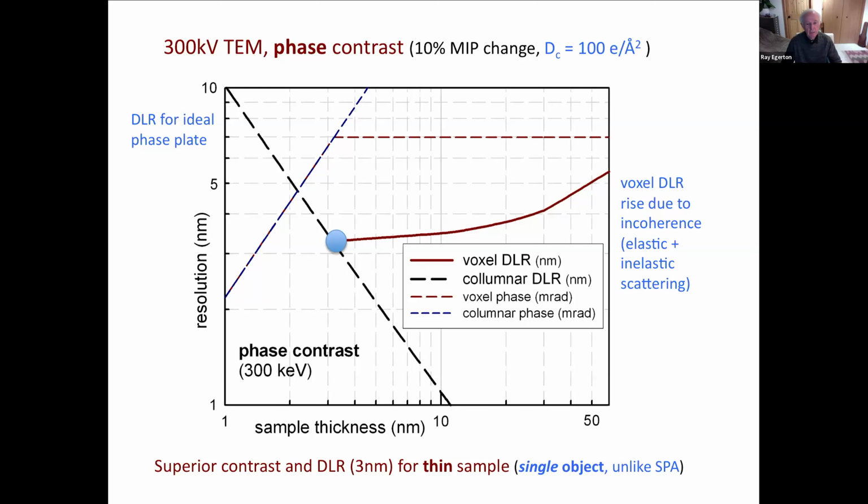The reason is that here we're assuming that the particle that we're detecting is unique and maybe different from all its companions. And so we don't have the luxury of averaging over thousands of particles. So the DLR that I'm describing is for a single particle in a specimen.